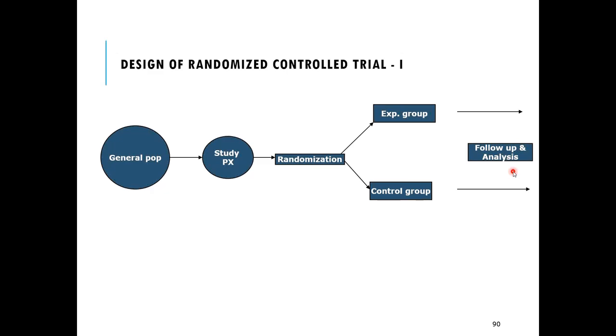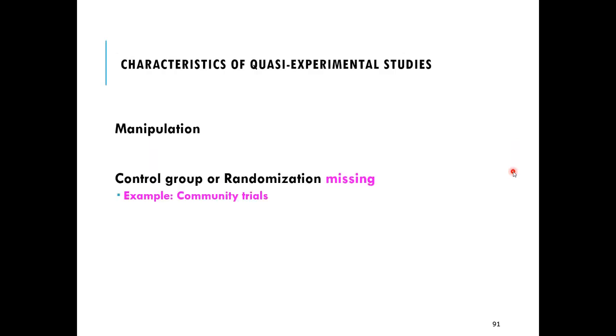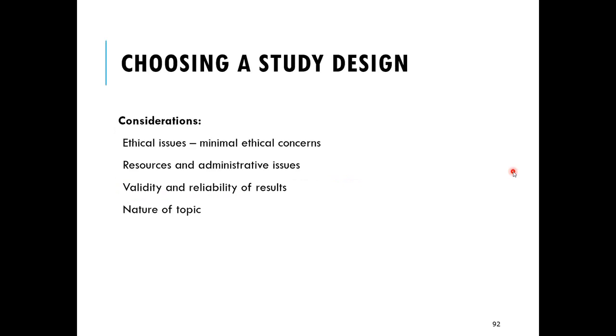The randomized control trial is actually following the same path as the cohort studies, but the total difference between the two is that in a cohort study, the researcher is not doing any manipulation, he's only observing. But in a randomized control trial, the researcher is actually manipulating something to change the outcome of the research. Fine. In a quasi-experimental study, either the control group is not there or randomization is missing. So this is known as a quasi-experimental study.